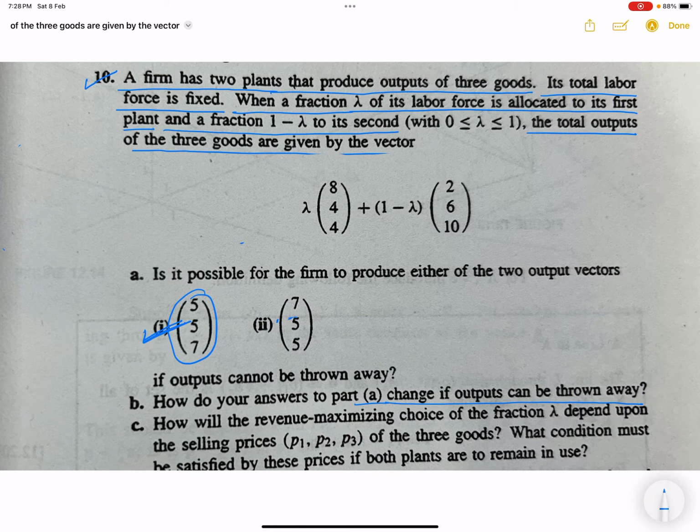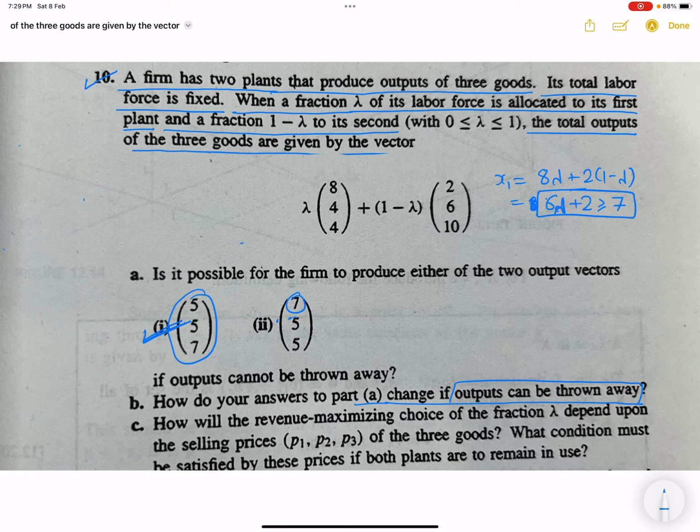Now, if outputs can be thrown away, we know x1 was 8 lambda plus 2 times 1 minus lambda, so this was 6 lambda plus 2. So this x1 should be greater than or equal to 7. This is the condition. It should be greater than 7 if outputs can be thrown away. So you are devoting labor in such a manner that the output produced would still be more than 7.